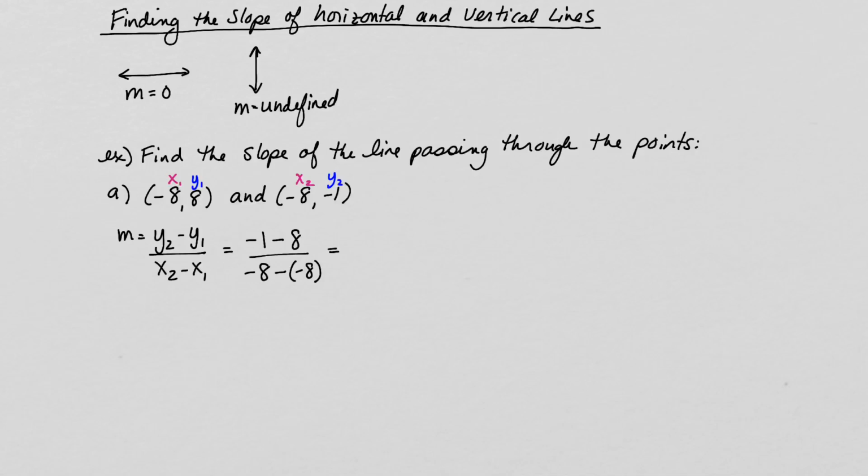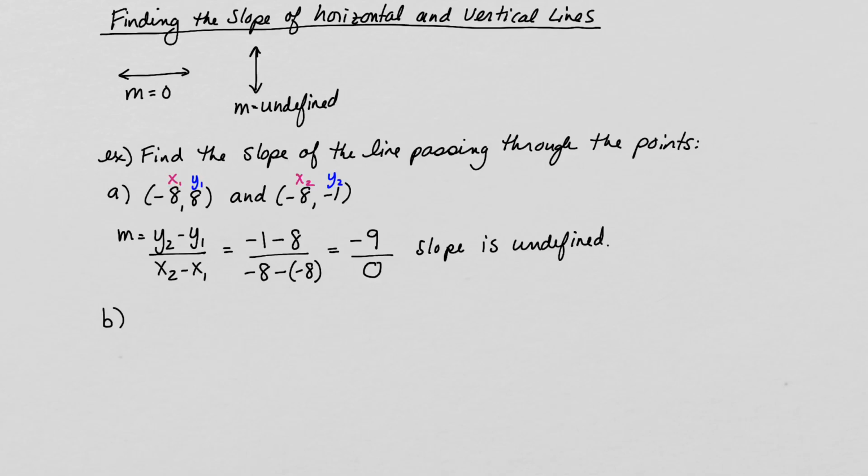So -1 minus 8 is -9. -8 minus -8, that's the same as -8 plus 8, and that would be 0. So if you recall, I am not allowed in math to divide by 0. So dividing by 0 is not something that can occur in math. And so when we're dividing by 0, we can't actually do this problem, and that makes the slope undefined. So the slope here is undefined.